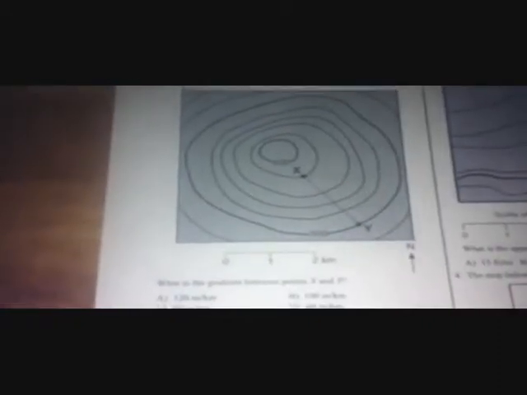Now sometimes they ask for the gradient, but you may not have the value for one of the points. So you may have to figure out the contour values of each line. In this example, we're given one point, which is 300. We don't know the value for x, but we know the next contour value here is 400. So we have to figure out what the contour interval is.